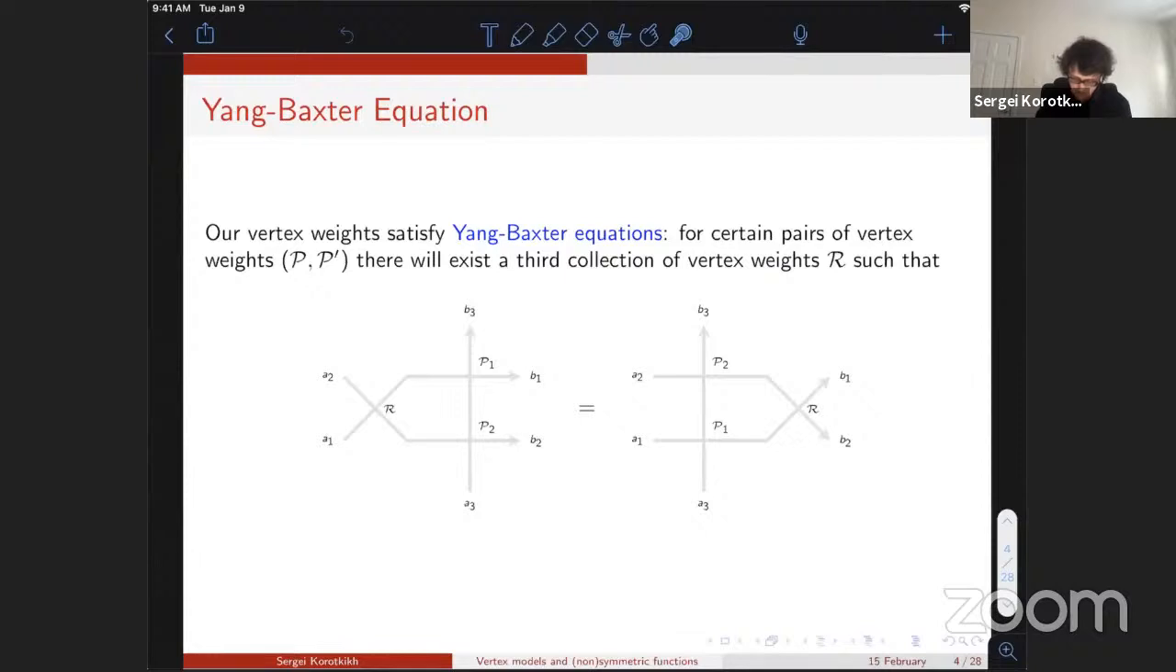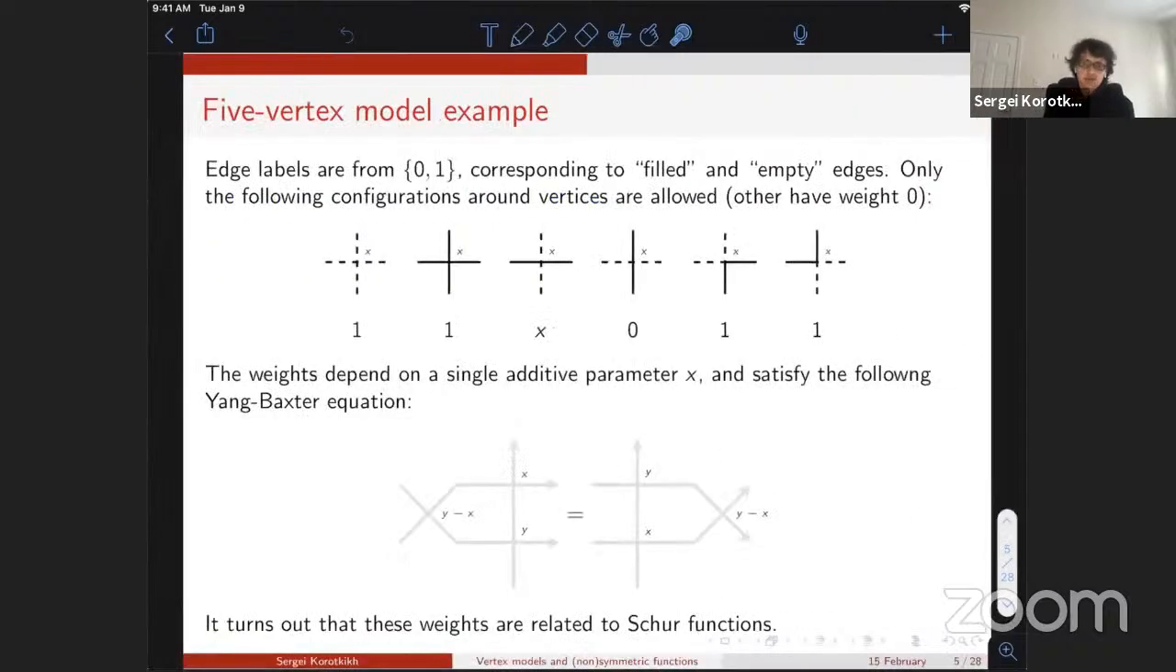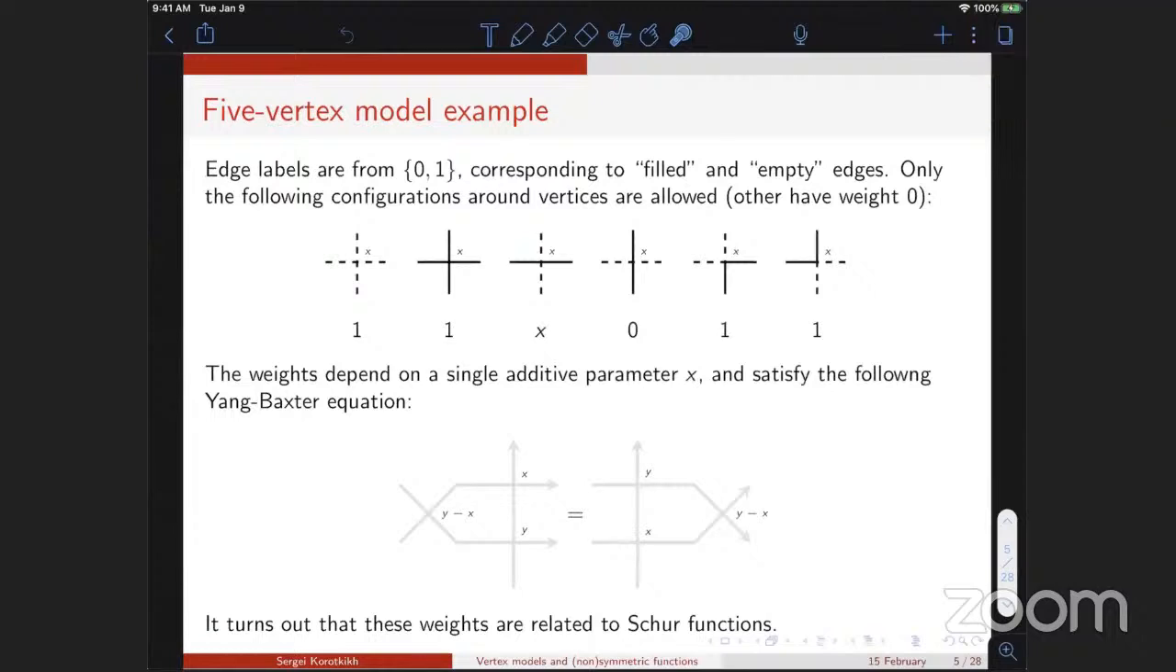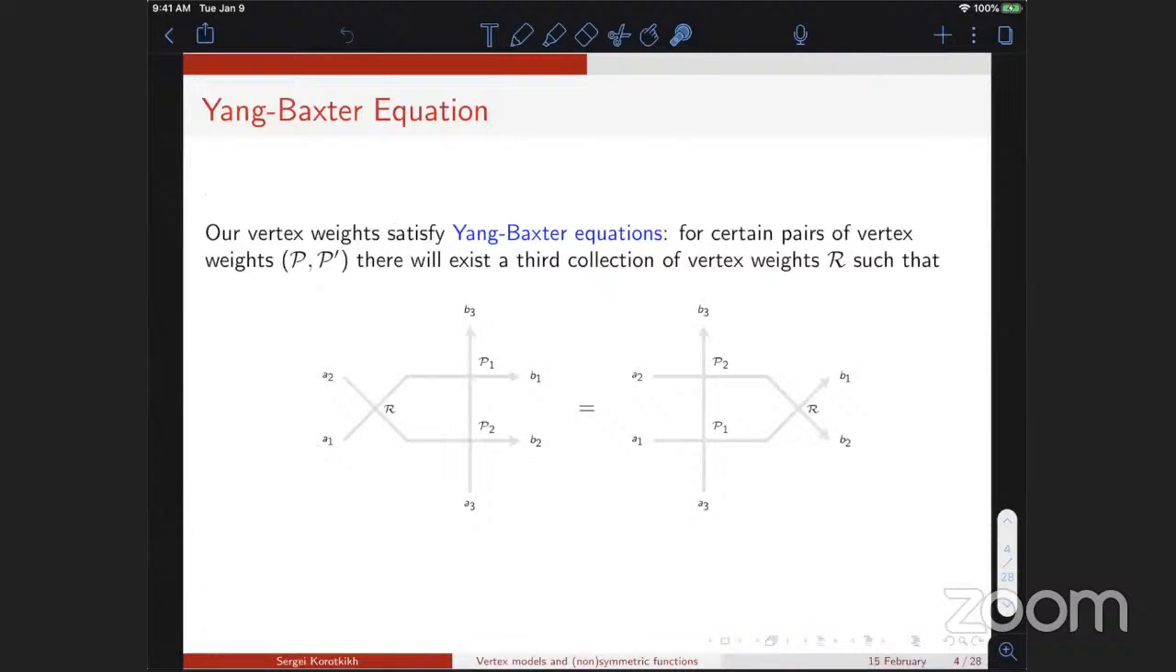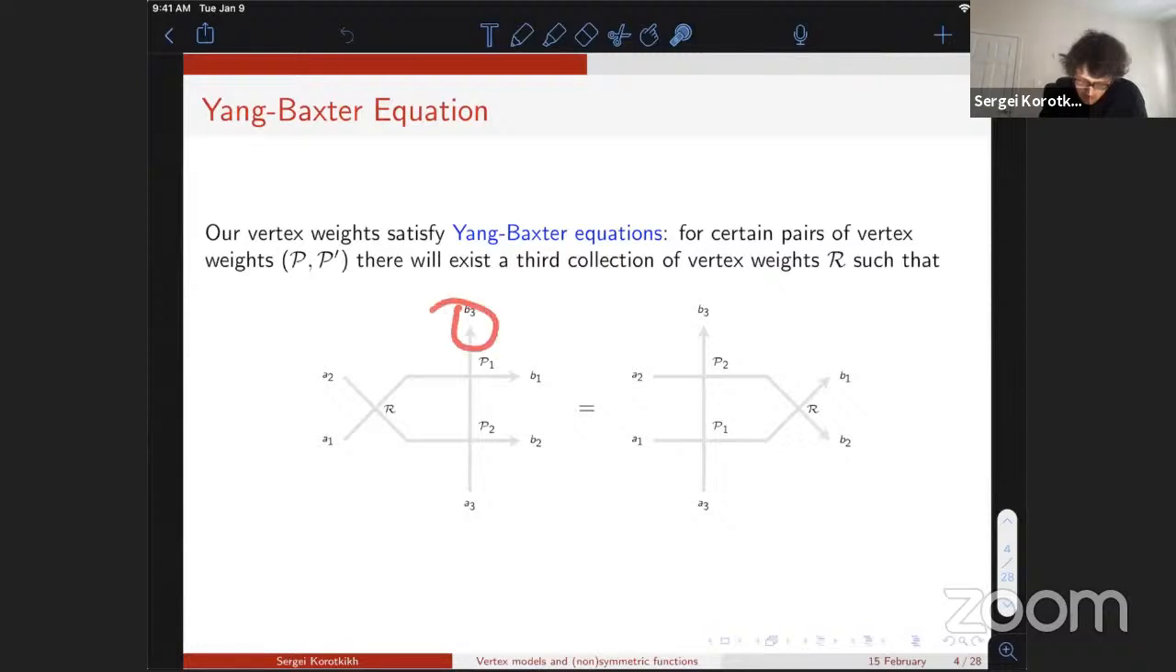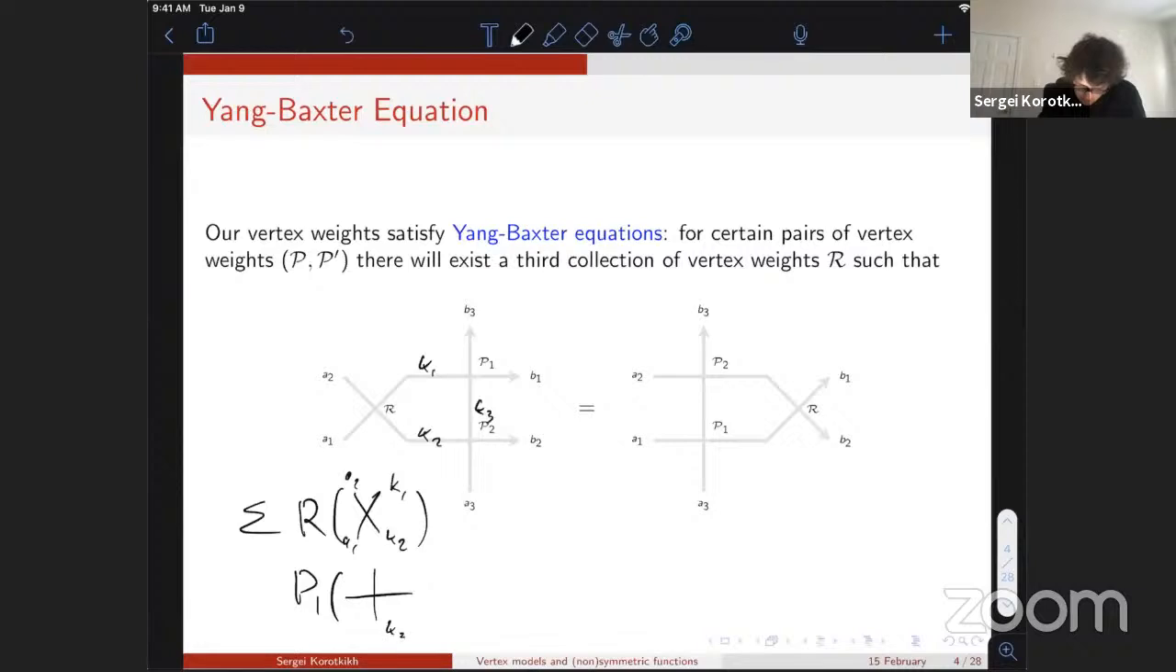So let me give you an example of this formalism. Let us consider, just a second. On the left, I have a partition function which has fixed labels on the boundary, and also it consists of three vertices, P1, P2, and rho. And this partition function is actually a sum over various labels for internal edges of the weight of this vertex, R, times the weight of the vertex P1, times the weight of the vertex P2.